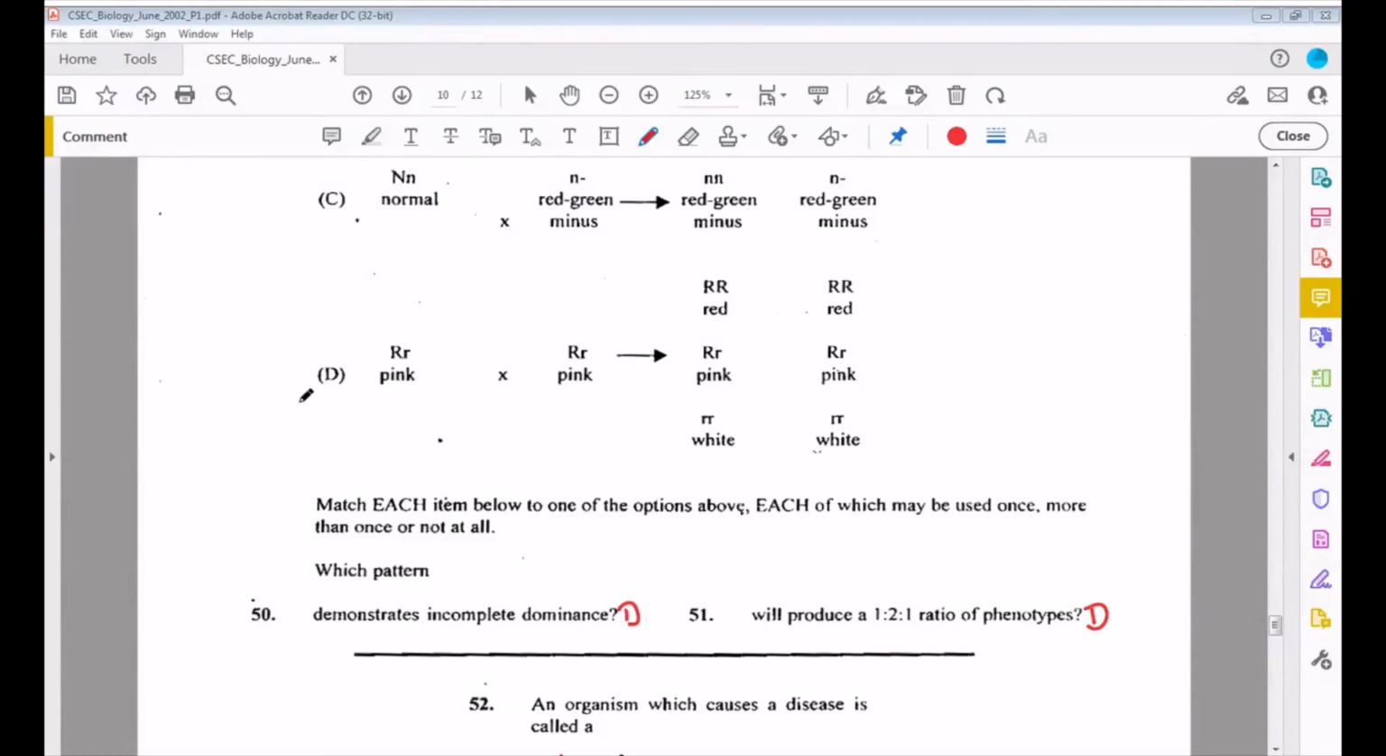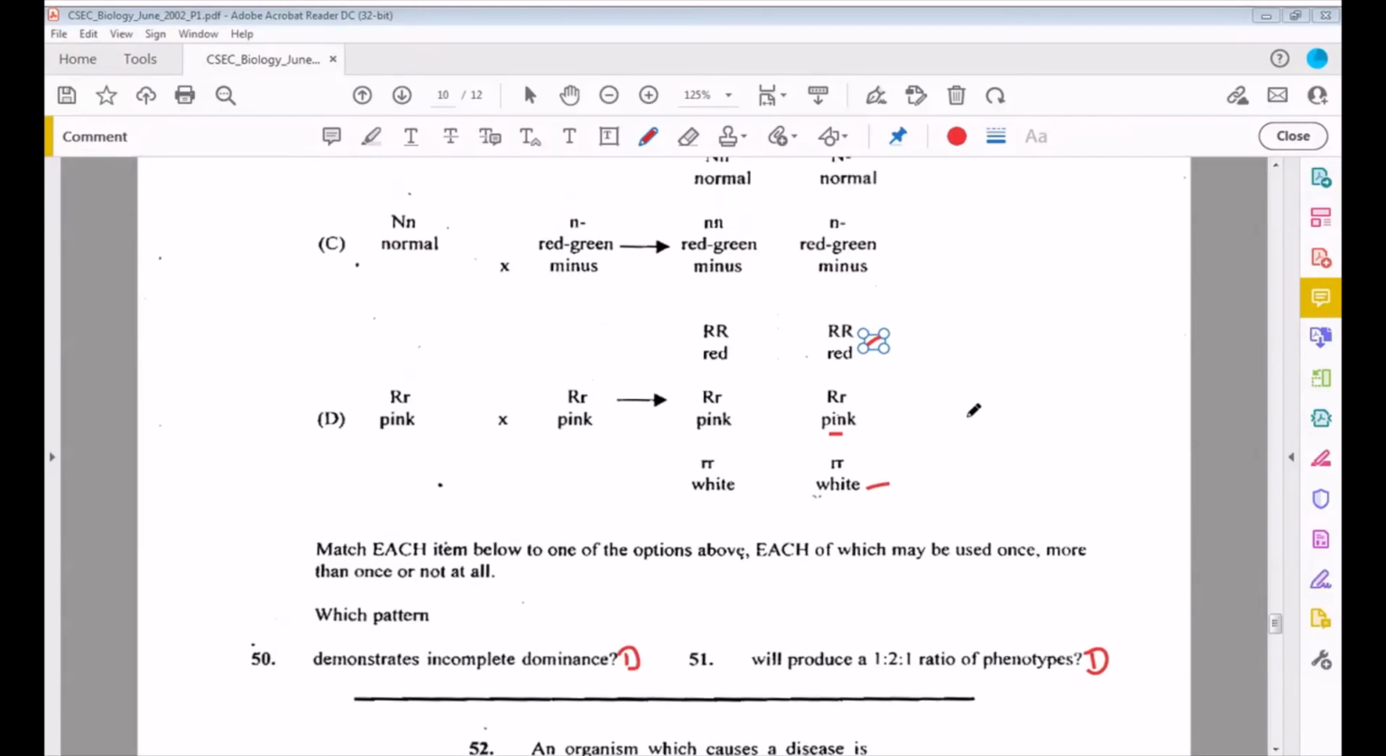So in that case, the answer is D, because we're seeing as homozygous dominant, we get red. Homozygous recessive, we get white. But heterozygous, we get a totally different color, which is pink, a combination of red and white. So that's incomplete dominance there. And which produces a 1 to 2 to 1 ratio?